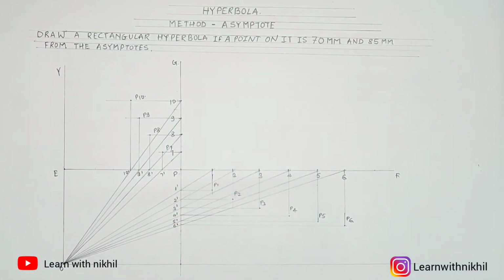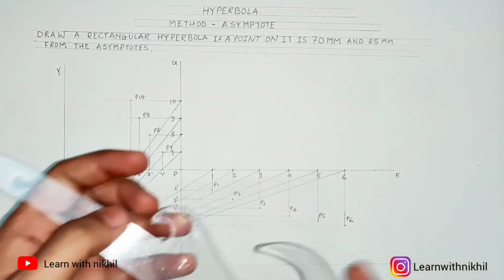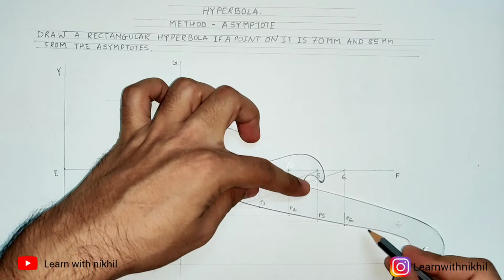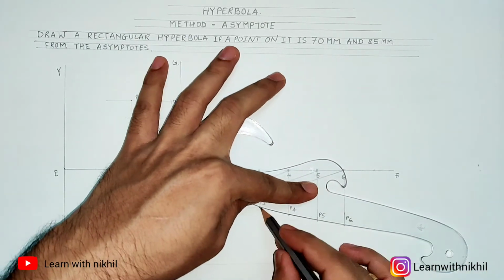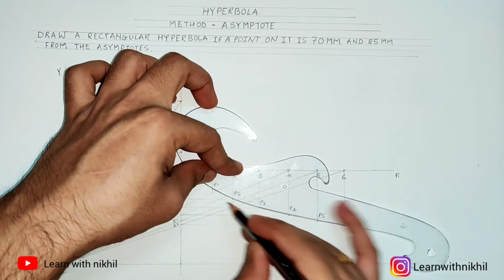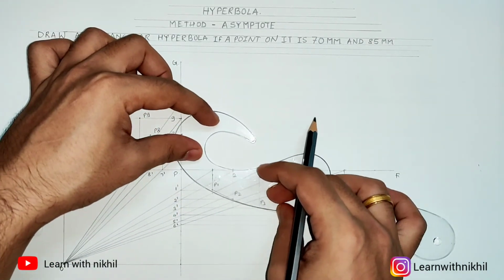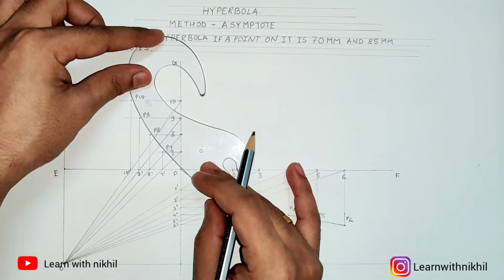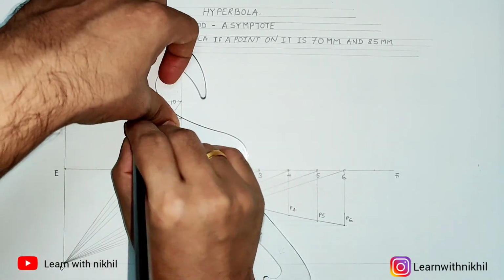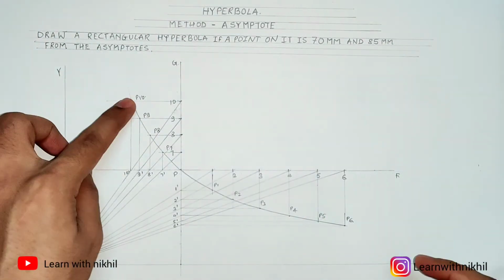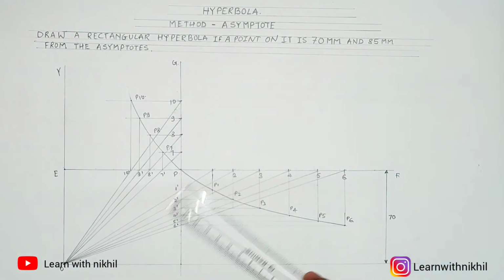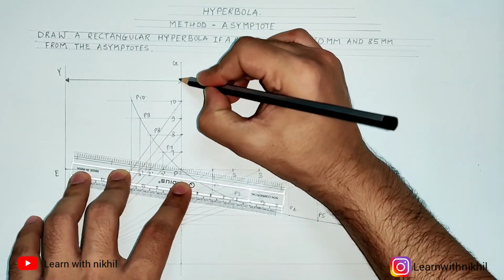Now after marking all these points, we have to join them using a French curve. The hyperbola will be formed after joining all these points, and it will pass through point P, that is the center point. As you know the procedure for using the French curve, we have to align 3 or more points. The more points you align, the smoother the curve will be. This curve which is formed is called a hyperbola. Just marking of the dimensions and we are done.